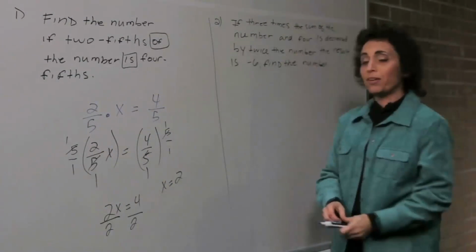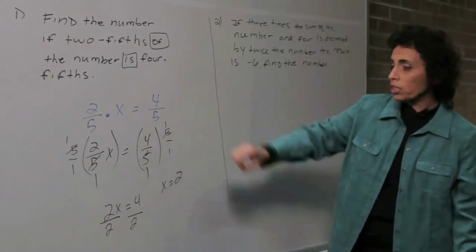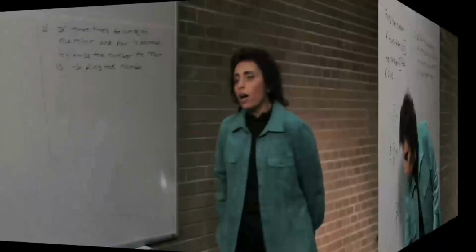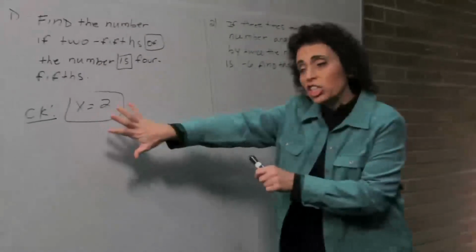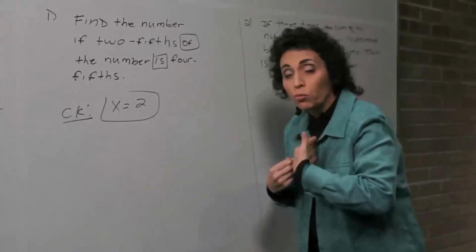X equals 2 seems to be a very common answer. So x equals 2, that's the answer to this question. And now we're going to check it. Remember, we got x equals 2. So now we're going to check that in the words. Remember, we cannot check it in the equation that we wrote, because we wrote it. We could have made a mistake.